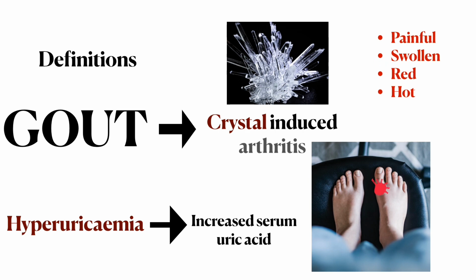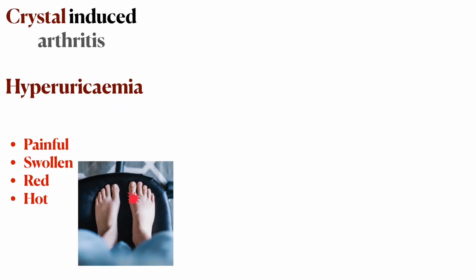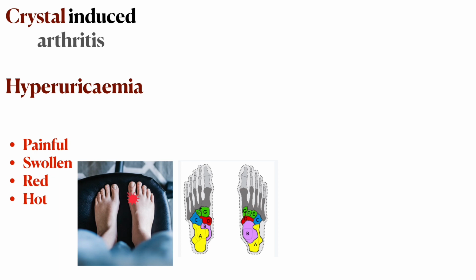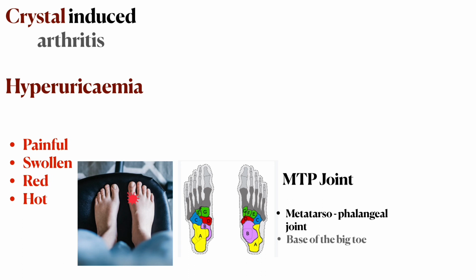Now, there are some common joints that gout affects more than others. So just like when you develop a cyst or something else, there are more prone areas to developing these things. In the case of gout, as displayed in the photo here, one of the main joints that gets affected is the base of the big toe. That joint is called the MTP joint. In other words, that joint is called the metatarsophalangeal joint. So that's probably the most common joint affected by gout, the base of the big toe.